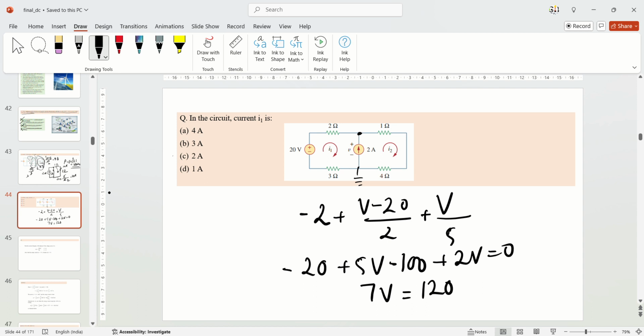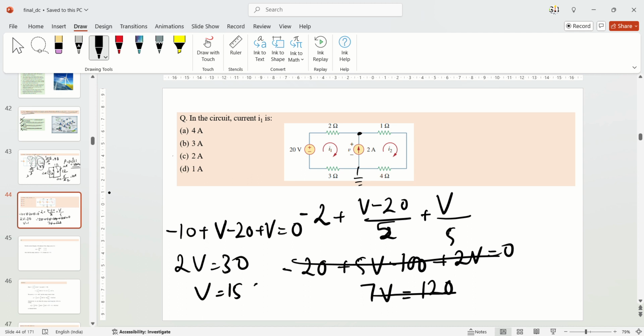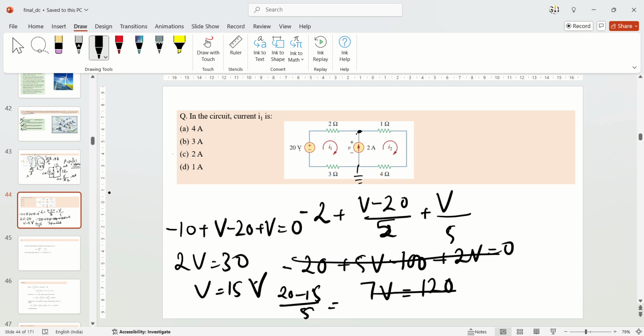I think so. Minus 2 plus V minus 20. Sorry, this will be 5. This will be 5. So this is wrong. So it will come out to be minus 10 plus V minus 20 plus V is equal to 0. 2V is equal to 30. V is equal to 15 volt. So the current which is flowing through I1 will be equal to 20 minus 15 divided by 5. It will come out to be 1 amp. Okay, 1 amp is the correct answer for this.